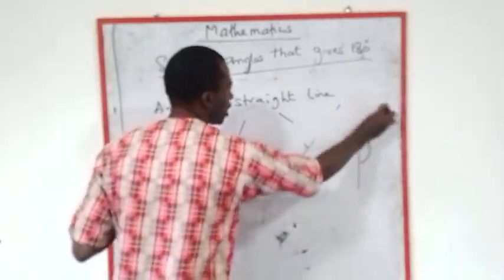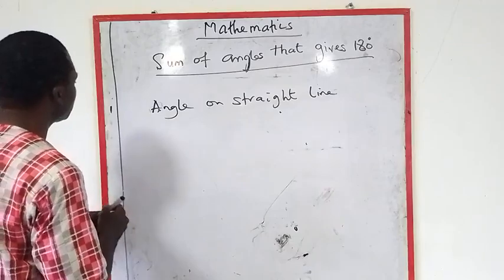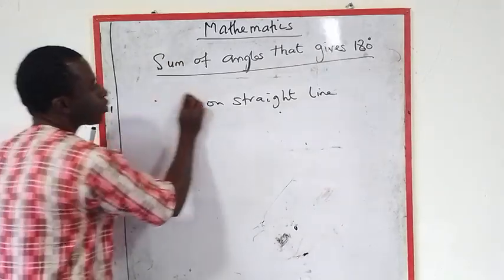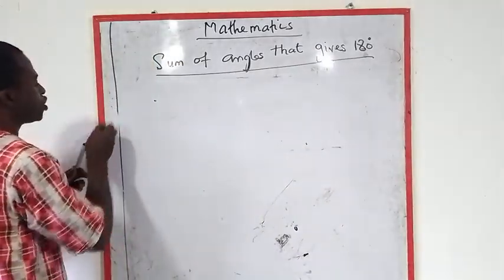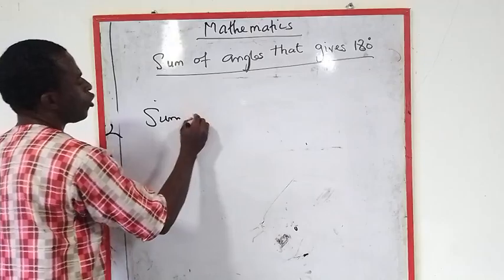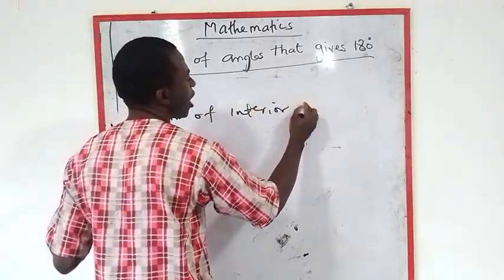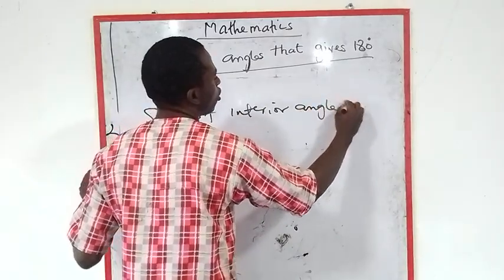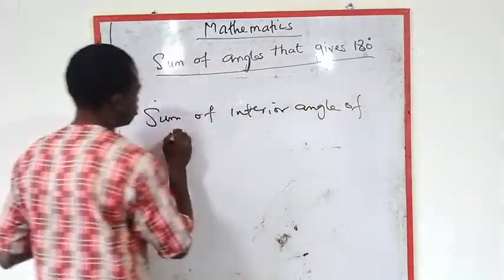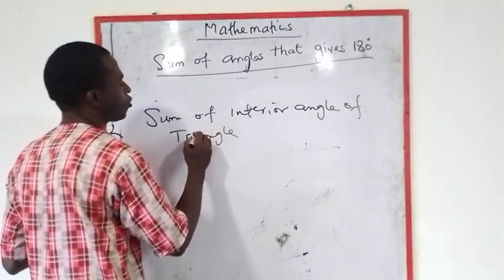Then the second one I want to talk about is the sum of angles of a triangle. Number 2, sum of interior angles of a triangle. Sum of interior angles of a triangle.